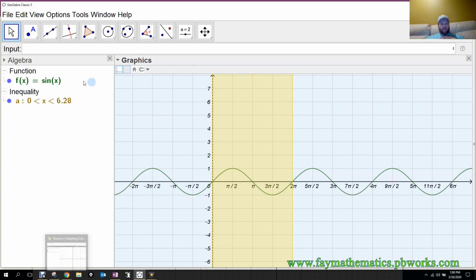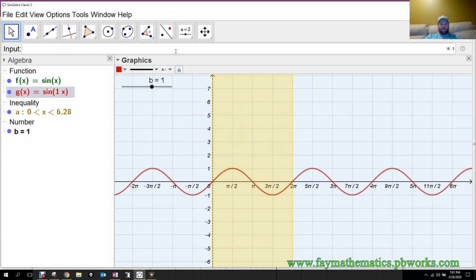Okay, so all I've done here is graph sine of x, and I'm just trying to focus on looking inside of one period. If I then compare that to sine of, let's say, b times x, as we create a slider of b, obviously when b is 1, it's the same graph, but now let's look at what happens when we move this b value to a number greater than 1.